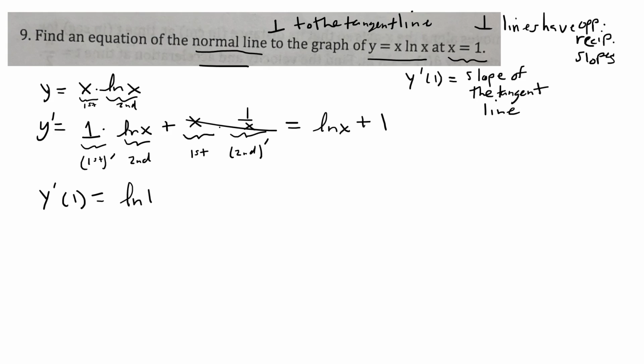So we take the natural log of 1 and we add on 1. Turns out that that's going to be a 1 because the natural log of 1 is 0. Alright, that is your tangent line slope. So, your normal line slope would be the opposite of that, and its reciprocal, but 1's reciprocal is just 1. So the slope is negative 1.